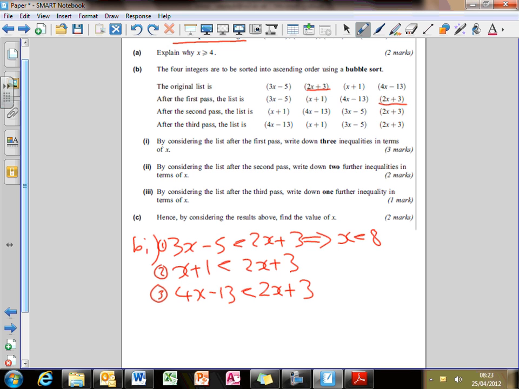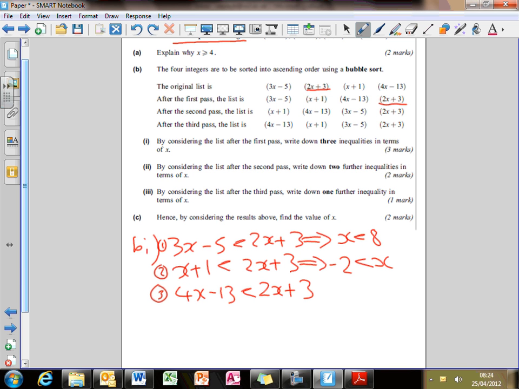Which has boiled it down. I now know that x is 1, 2, 3, 4, 5, 6, or 7. So we're making progress. For the second, I take away x from both sides, and take away 3 from both sides. Oh, this is not going to help us any, is it? I get minus 2 is less than x, i.e. x is bigger than minus 2.